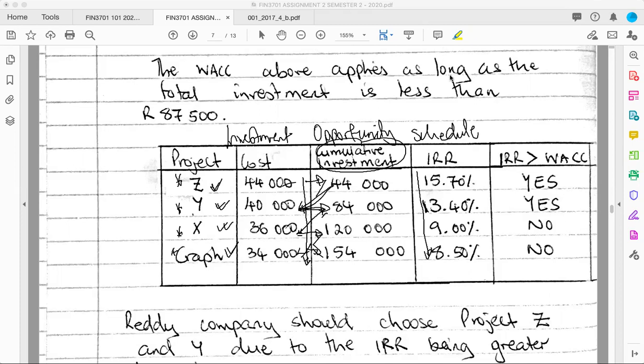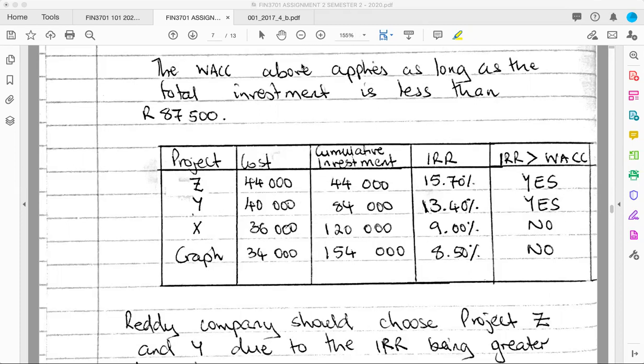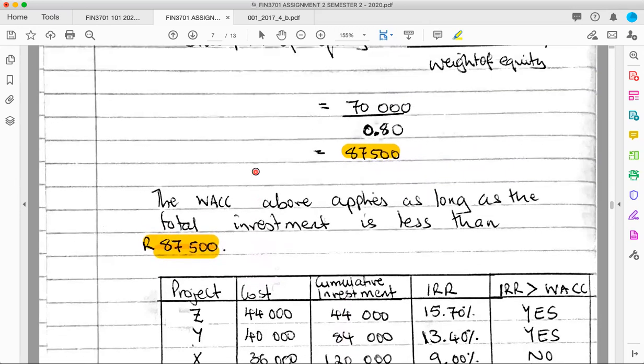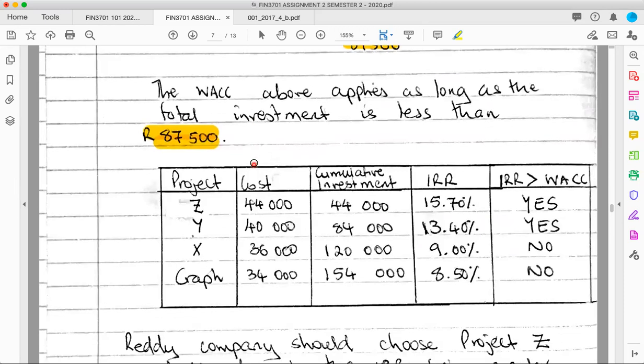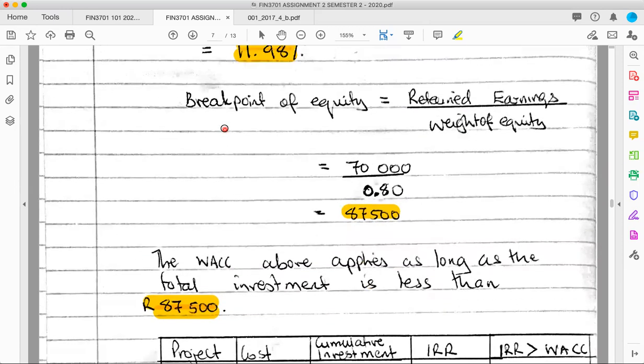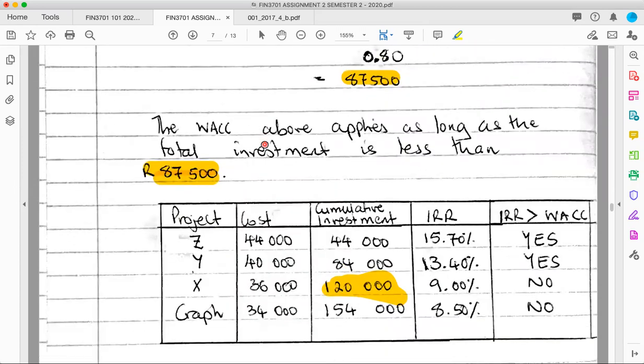So it's important to put these total investments because they tell us that our weighted average cost of capital will only apply as long as the total investment is less than 87,500. So it means that this WACC that we calculated, if we invest in Z, Y, and X, our total investment will be 120. So we can't use this WACC to make decisions.